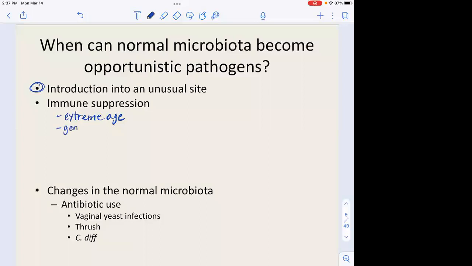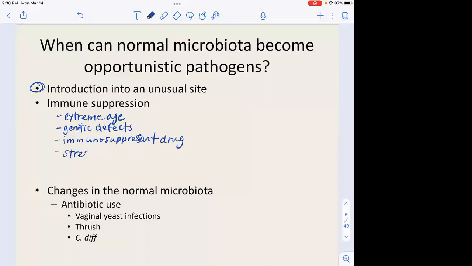We could say genetic defects. There are some people that have certain aspects of their immunity that they are not good at producing. So something that normally wouldn't make somebody else sick has the potential now to make them sick. If they're on some kind of immunosuppressant drug, like prednisone, for example, that can make somebody a little bit more likely to become sick.